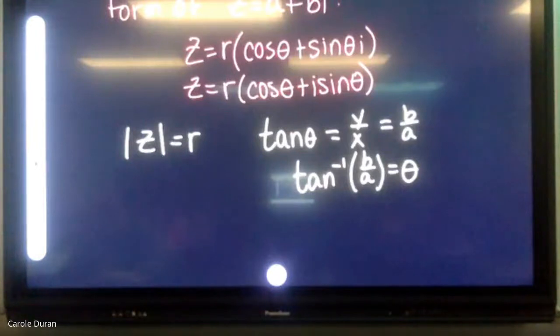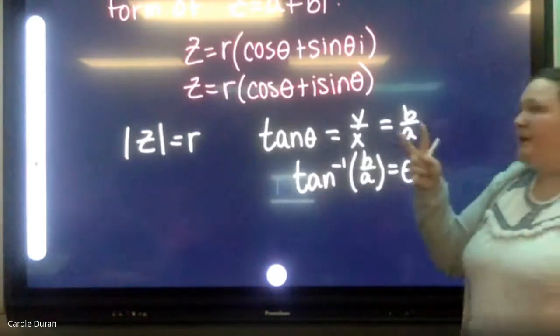Just like previously where we were doing inverses, this is going to give me 2, sometimes 3, sometimes 4 different angles that could possibly work. And I'm going to have to find the one that is in the correct quadrant as my original complex number. Okay?